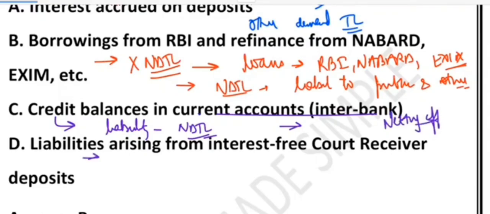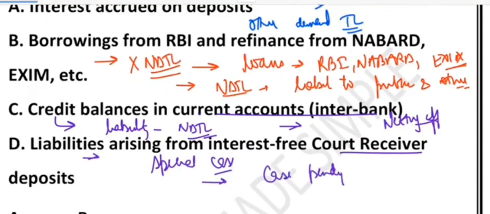Option number D says liabilities arising from interest-free court receiver deposit. See, this is a kind of special case. These are court-ordered deposits. Suppose a particular case is pending, and the money is kept with the bank interest free. Since it is not money that the bank can freely use, it is not considered a regular liability. So it is excluded from the NDTL.